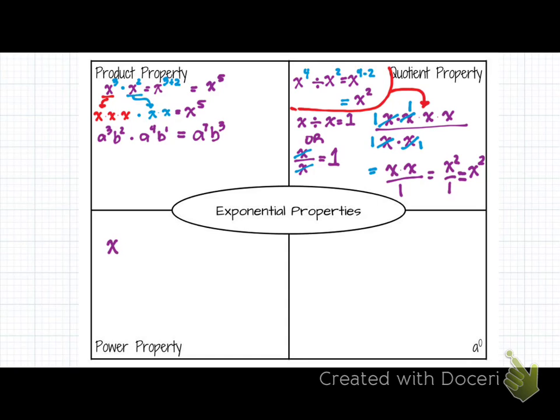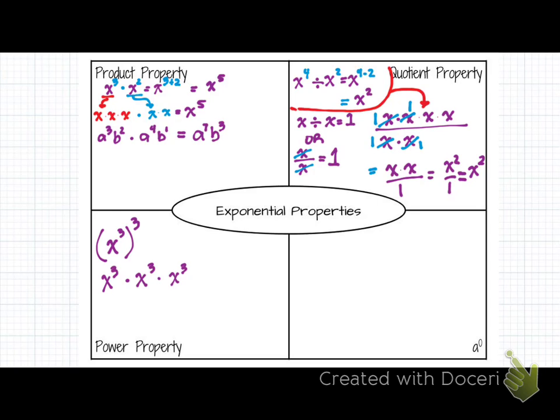Continuing on here. So power property says this. If you have x cubed, and we raise it to another power, again, x cubed raised to the third, what do we do? We don't cancel. Watch this. It's just like saying x cubed to the third is like saying x cubed times x cubed times x cubed. Do you all see that?